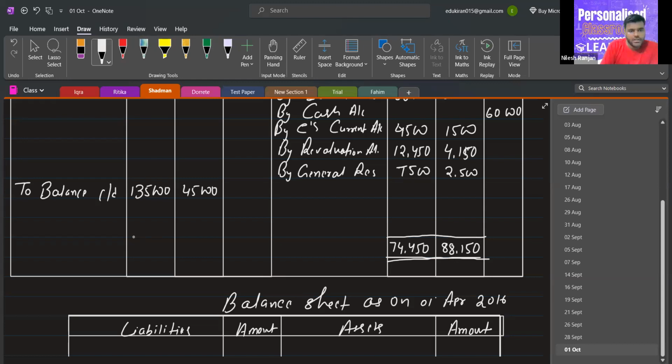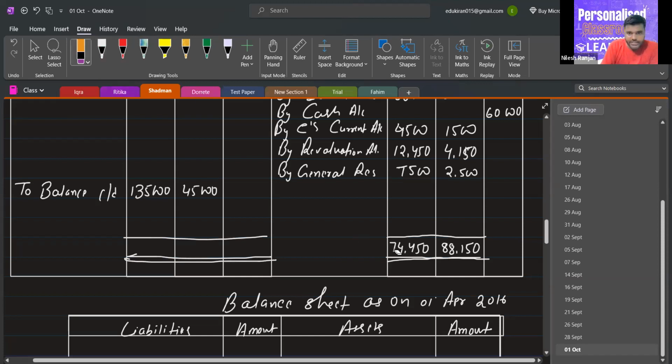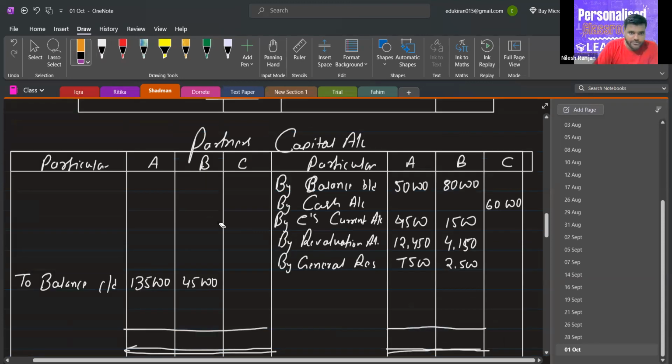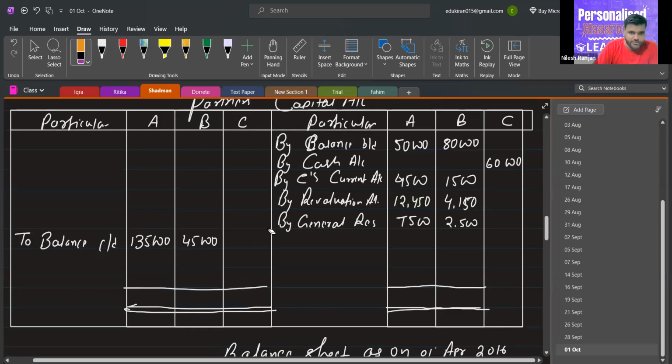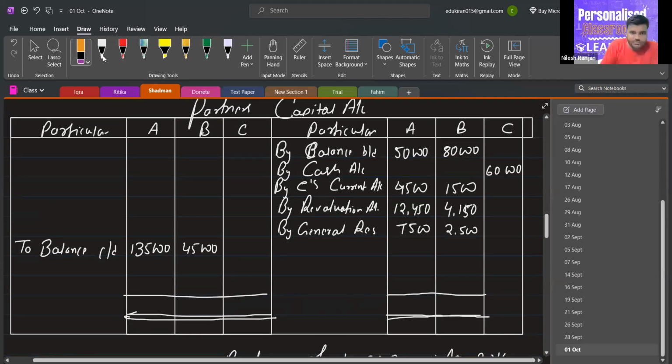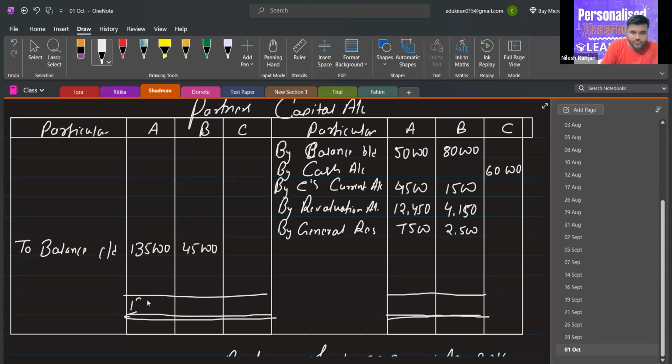Now we will calculate the balance. If the debit side and credit side are unequal, remove this total because we don't need it now. We write the balance on the side that is less. In A, the debit side is more than the credit side. And in B, the credit side is more than the debit side.